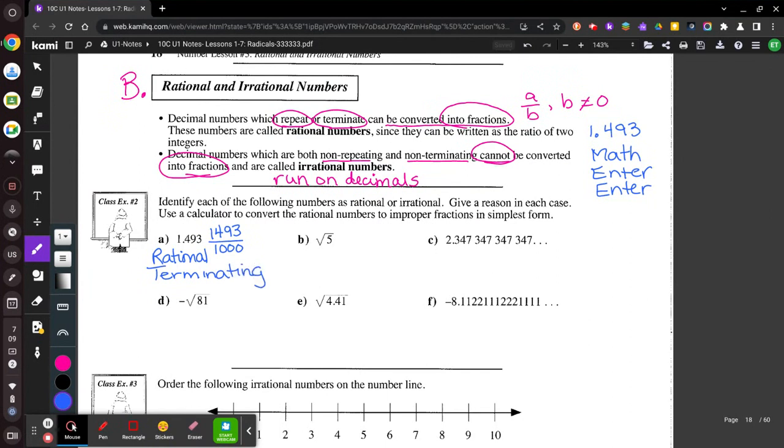Now let's take a look at the number square root 5. Square root 5 as a decimal is going to give me 2.23606 and so on. So this is a run-on, non-terminating, and non-repeating.